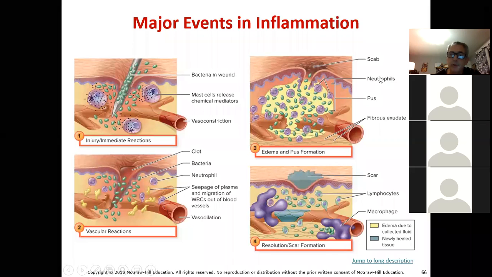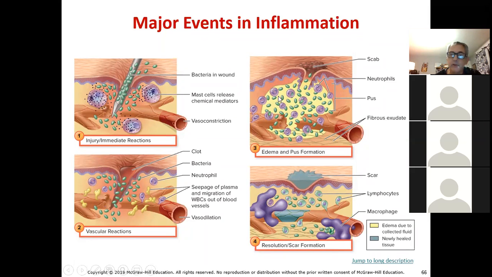The neutrophils are usually there first. Pus is just the accumulation of the dead cells with the cells that they phagocytized. You start getting the formation of fibers. Edema is just the swelling that is caused in the buildup of the fluids. And then you get eventually a resolution, healing, fibrous tissue replaces it. You get clearing away of the debris. You get healing and repair that goes on after the damage.